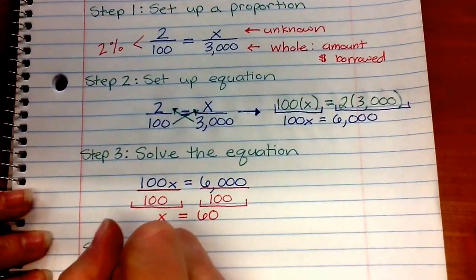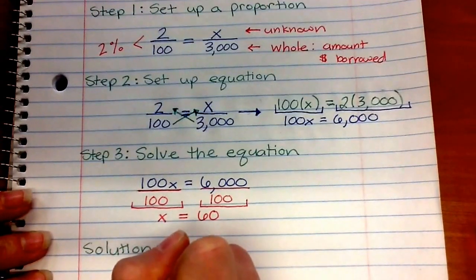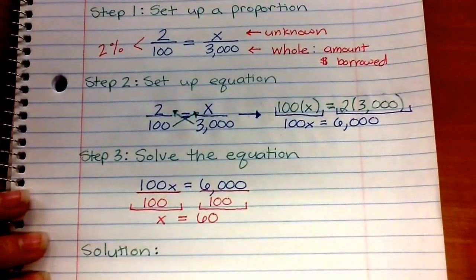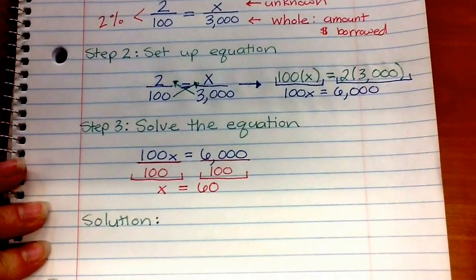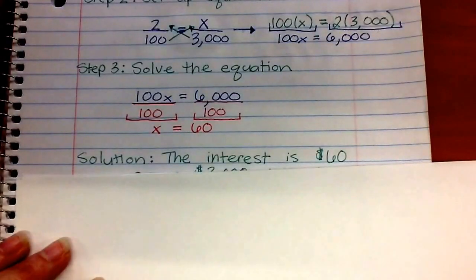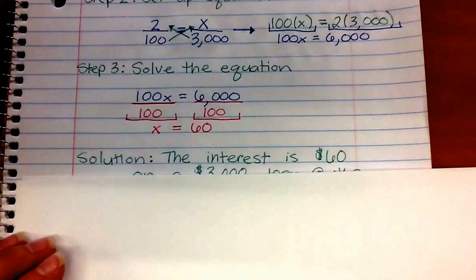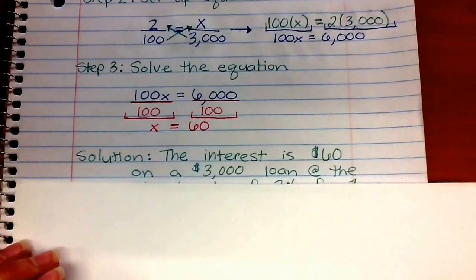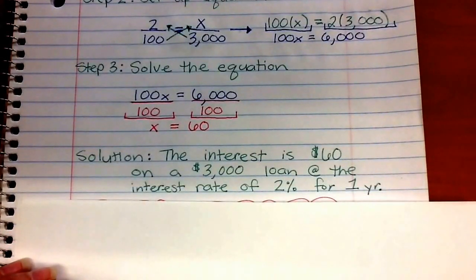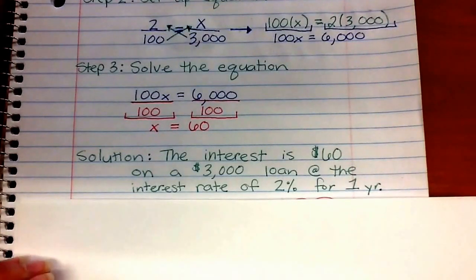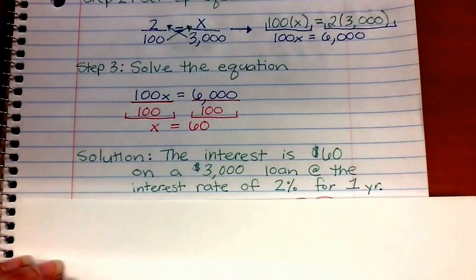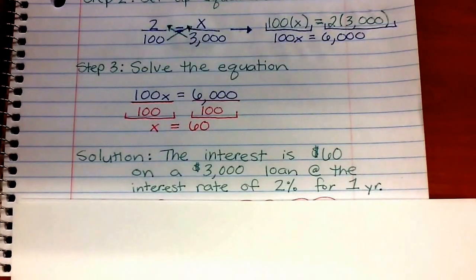And I'm going to write that out. Solution. So our answer will say the interest is $60 on a $3,000 loan at the interest rate of 2% for 1 year. So our borrower will pay $3,060 in total for borrowing this money for a year. And that's how we come up with the missing part to how much they'll be getting paid.